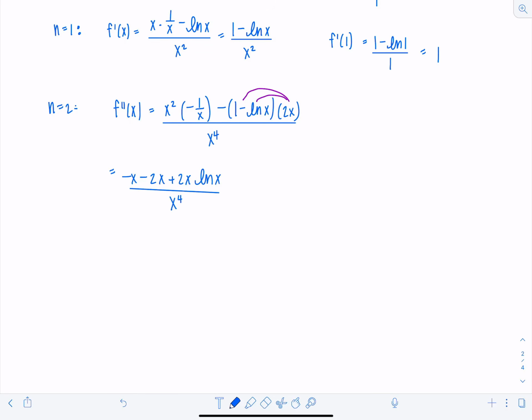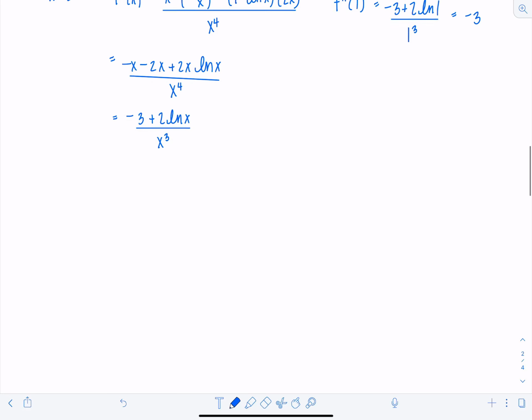And then I have negative 3x plus 2x ln of x, but I can cancel out an x. So I'm going to end up with negative 3 plus 2 ln of x over x cubed. So that means f double prime of 1 is going to be negative 3 plus 2 ln of 1 over 1 cubed. So that's negative 3 over 1, so negative 3. All right, one more to go.